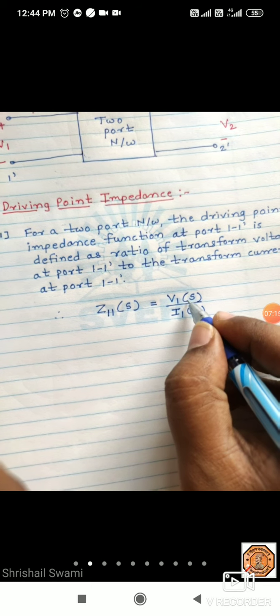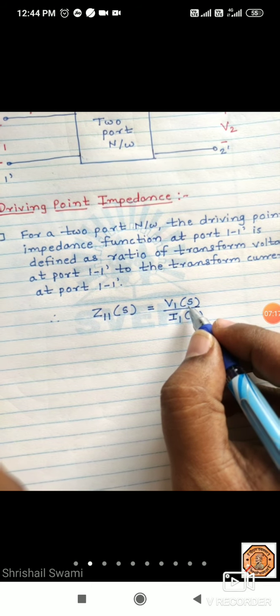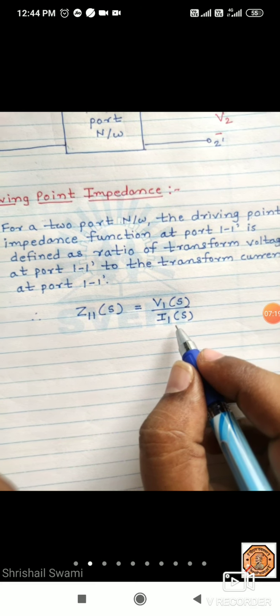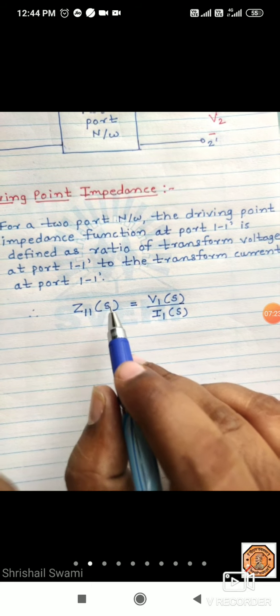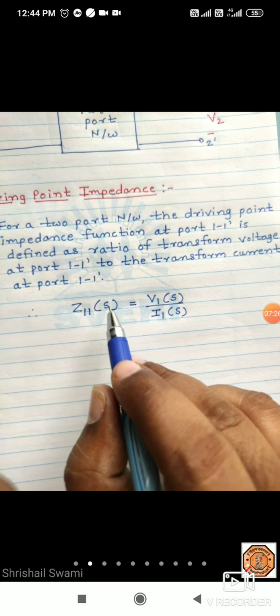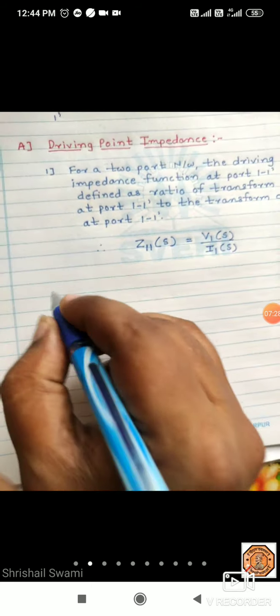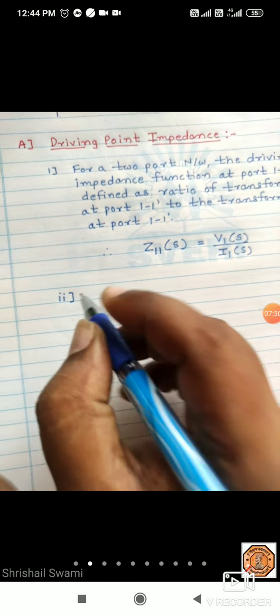So V1 of S is called as what? Transform voltage at port 1 dash. I1 of S is called as what? Transform current at port 1 dash. And this is called as what? Driving point impedance at port 1 dash. Okay. Similarly, you can define for second port.